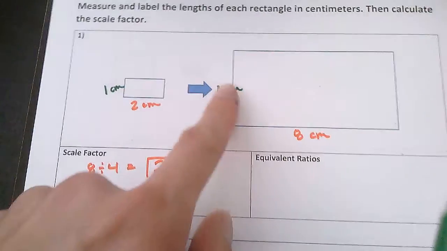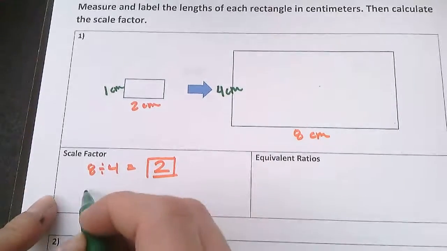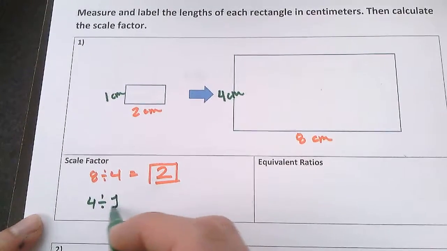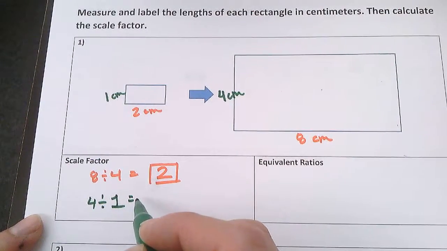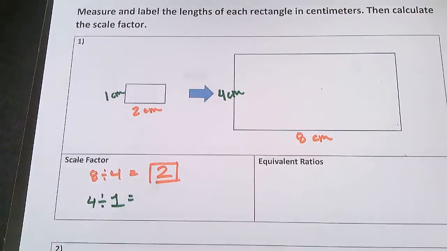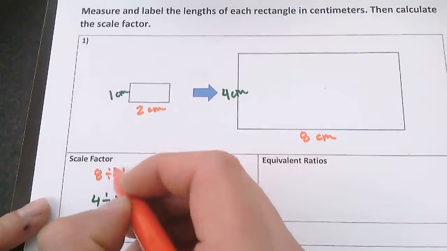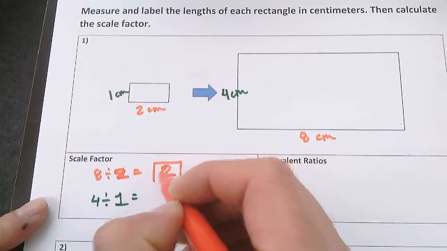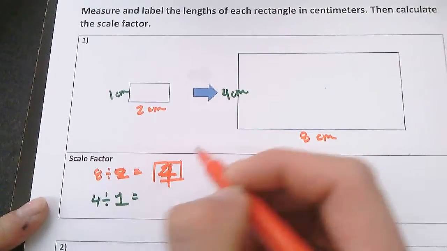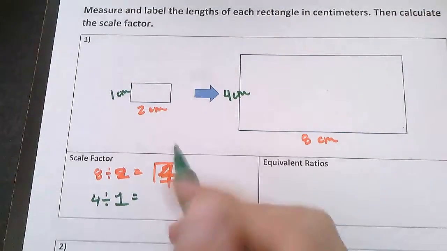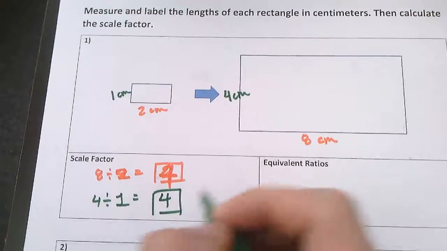Or I could have also done this larger side divided by its matching smaller side over here. Oops, sorry. That helped me catch my mistake. I'm doing 8 divided by 2, not 8 divided by 4. 8 divided by 2 equals 4, not 2. And then 4 divided by 1 is equal to 4 also. So 4 is my scale factor.